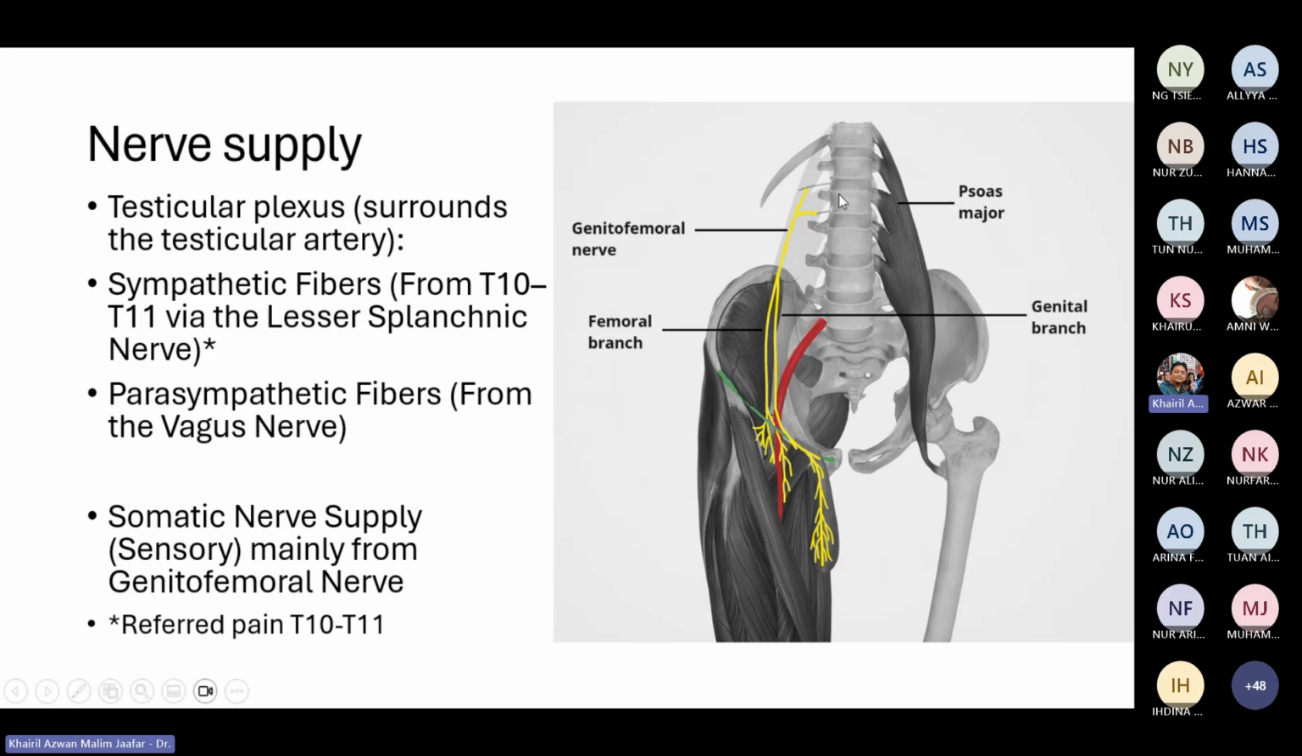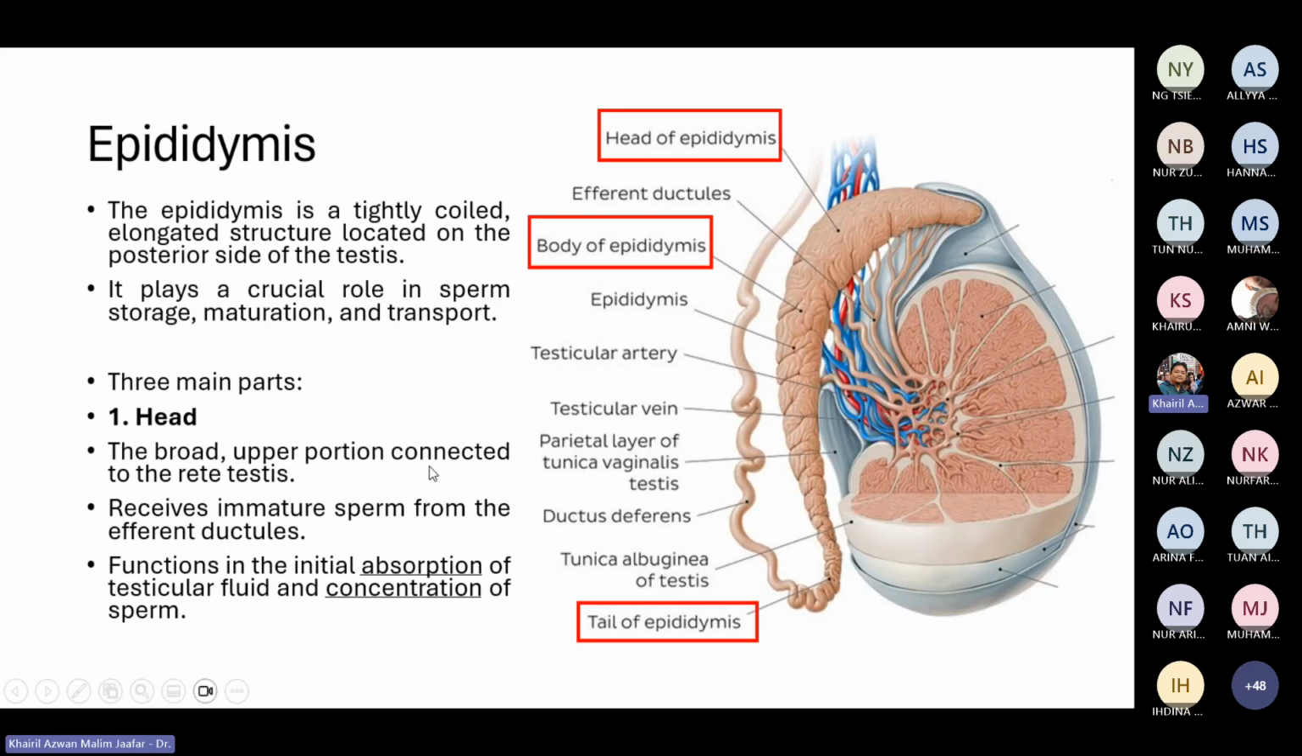Nerve supply also comes from the abdomen, from the T10, T11 level. That is why there's a referred pain. If the scrotum is hit, the pain is felt in the abdomen, at the T10 and T11 level or area.